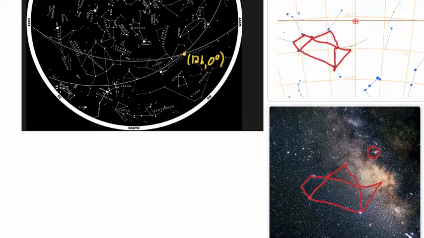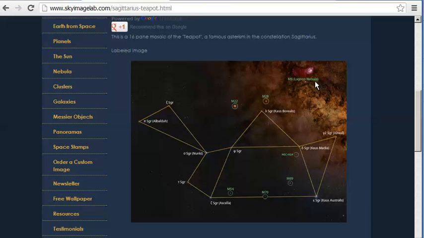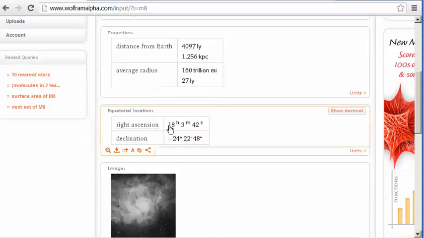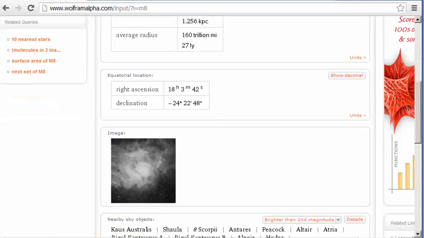So this version over here is missing one of the stars. Let's put that star in there and this star over here, and then we'll have something that looks something like that, and we'll have the teapot there. And what does that say? I cannot read it. According to this, it is M8, the Lagoon Nebula. If I look up M8 on Wolfram Alpha, I find the Lagoon Nebula, and its right ascension is almost exactly 18 hours, 3 minutes, and its declination is really close to 23.5 degrees, so M8 is a nice marker for the position of the winter solstice.